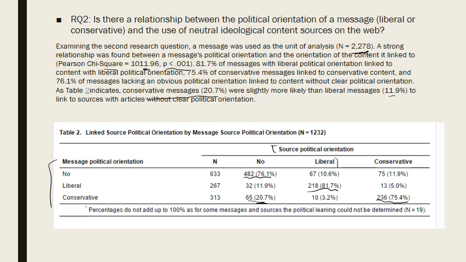So all of the conservative messages, 65 of them did, or 20% of them were neutral, 3.2% of them were liberal, and 75% of them were conservative. So you look at it across. Okay? So that's how you read this kind of data whenever you have to read journal articles yourself. And that's how you read the table.